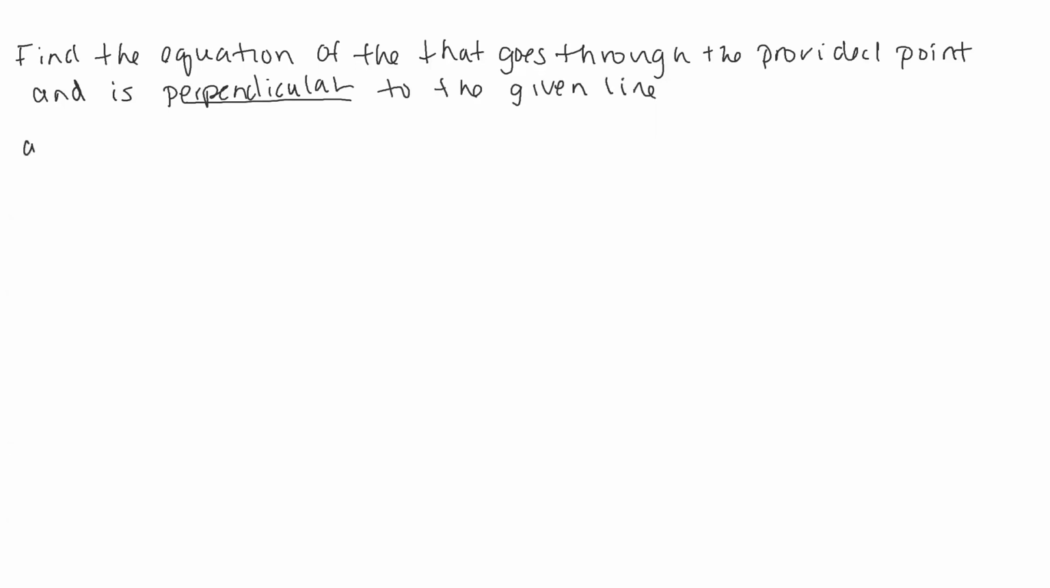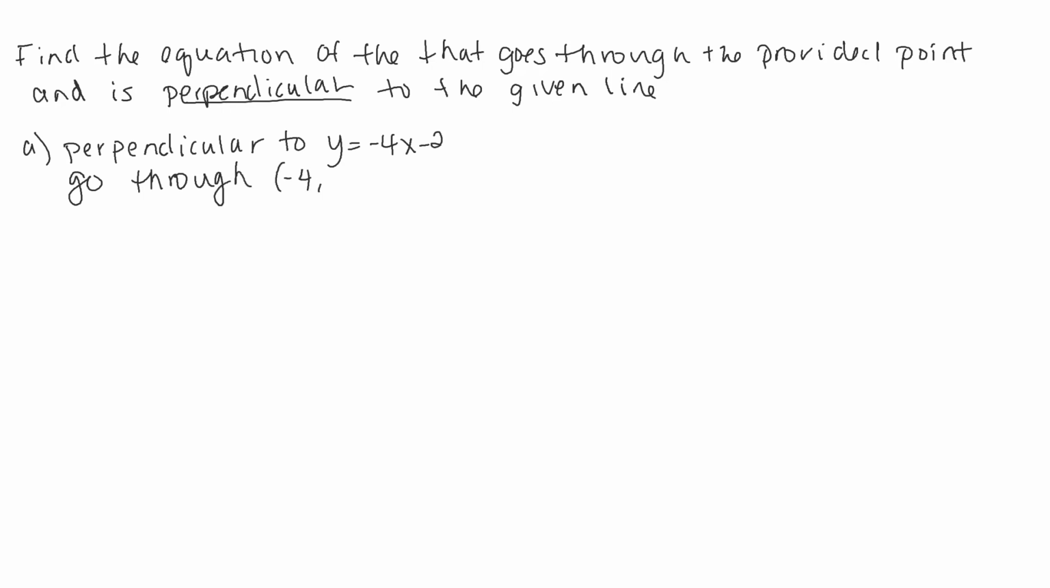All right, first example. Let's say that we want to be perpendicular to y equals -4x minus 2, and we want to go through (-4, -1). Okay, so what we need to do first is look at the slope of the line given. So the line given has a slope of -4.